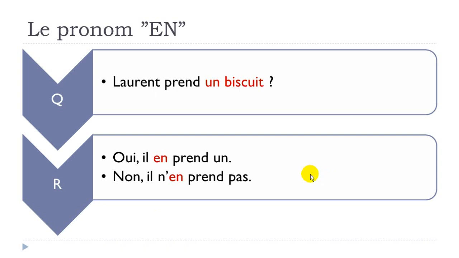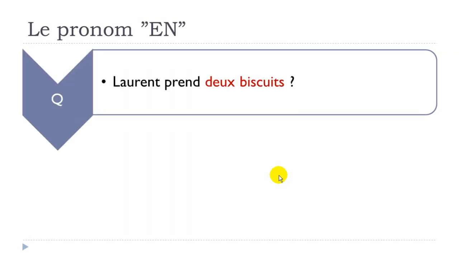So remember, we saw that previously, huh? If you've got un biscuit, in that case you've got to state the amount here, un, okay, so in that case it's masculine, un biscuit, so it's un. Oui, il en prend un, okay, so you put en before the first verb. Non, il n'en prend pas. Laurent prend deux biscuits.